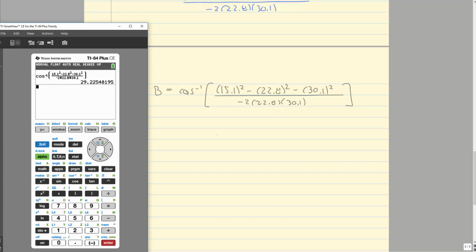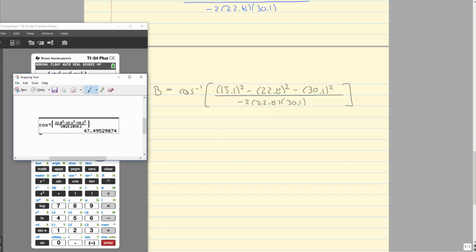I want to show how you'd enter this without using that fraction key in case your calculator doesn't have that. Let's go ahead and go second inverse cosine, and then I'd open a parenthesis to put in the entire numerator. 15.1 squared minus 22.8 squared minus 30.1 squared. Then I'd close parenthesis, divide, and then I'm going to open parentheses here to make sure I get everything into the denominator. Negative 2 times 22.8 times 30.1. Close the parenthesis for the denominator, close the parenthesis for the inverse cosine, and let's see if these are equivalent. And they are.